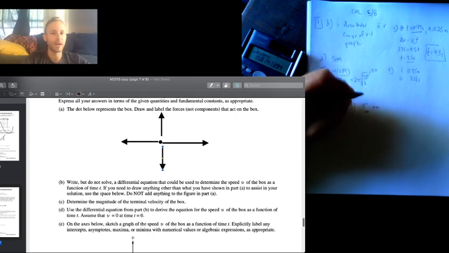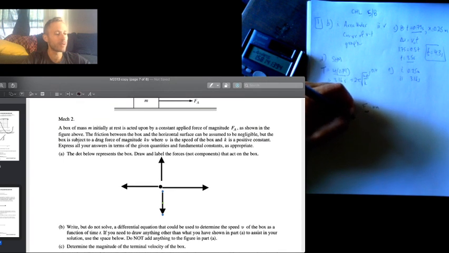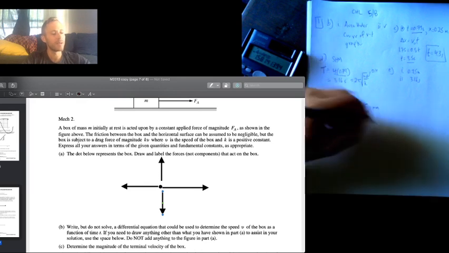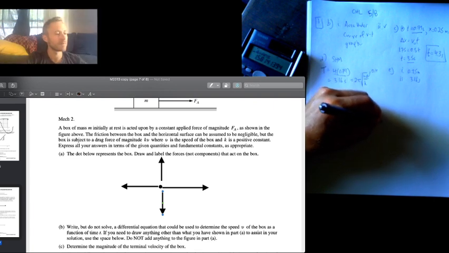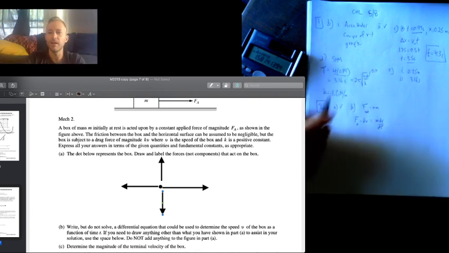And so we have, and the net force is going to be the applied force minus kv, and that equals m dv/dt. All right.